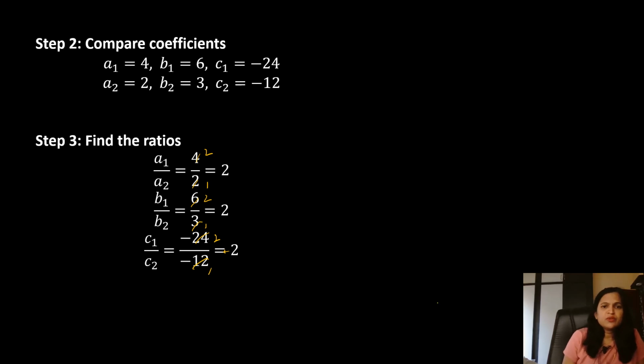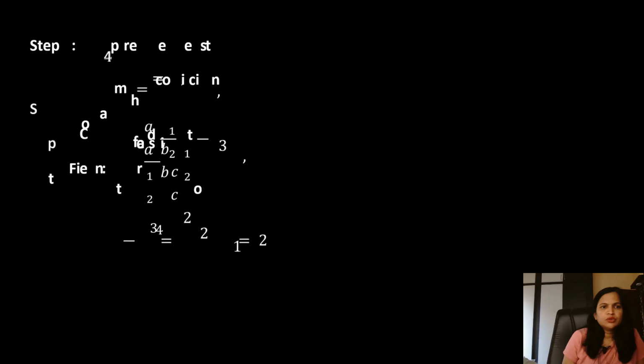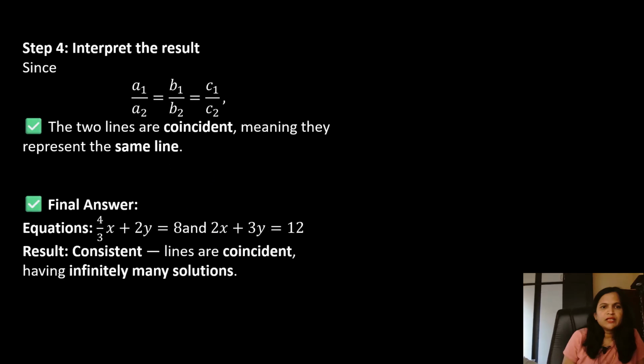So you interpret the result: a1 by a2 equal to b1 by b2 equal to c1 by c2. The two lines are coincident, meaning they represent the same line. Final answer is, that's why these two equations result in consistent, coincident lines, having infinitely many solutions.